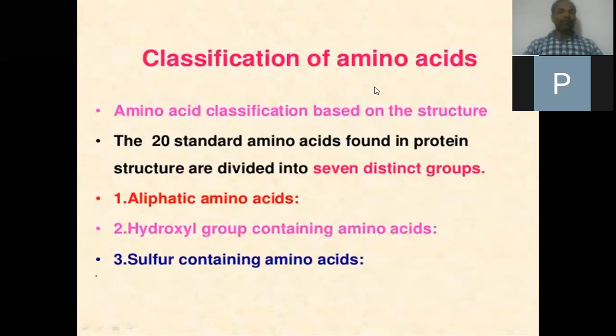Now the next and very important topic is the classification of amino acids. We should know the basic classification of amino acids, how the amino acids are classified into different categories and what their examples are. Amino acid classification is based on the structure. Amino acid का classification जो होता है, it is based on its structure. The 20 standard amino acids found in protein structure are divided into 7 distinct groups. मतलब amino acid का classification, it depends upon the structure of amino acid. उस amino acid का structure कैसा है, उसके basis पे उसे classify किया जाएगा.